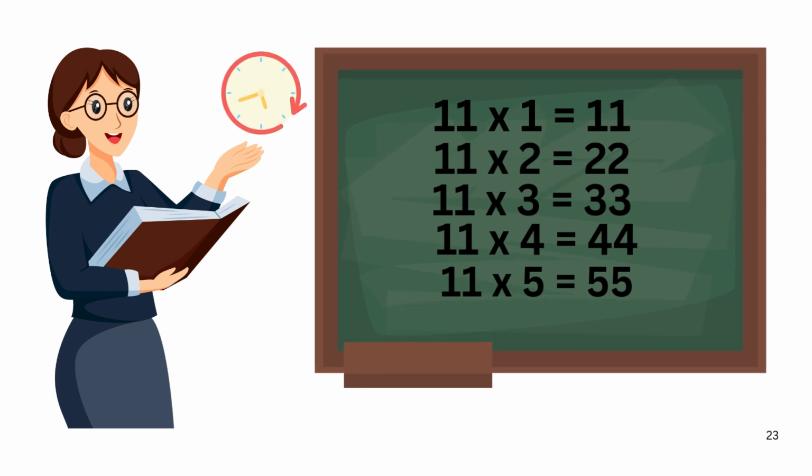Yes, you are right. Here on the board, we have 11 multiplied by 1 equals 11. 11 multiplied by 2 equals 22. 11 multiplied by 3 equals 33. 11 multiplied by 4 equals 44. 11 multiplied by 5 equals 55.